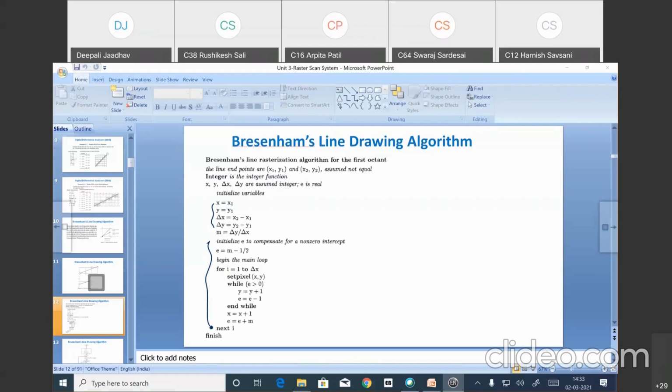Then x, y, delta x, delta y are assumed to be integers. E is a real number which may be a negative value. Then x is equal to x1, y is equal to y1, the initial point. Suppose we draw a line from 0, 0 to 6, 6. Then initially x is equal to x1 and y is equal to y1. We are going to start to put the pixel, for example starting from here, 0, 0. That is x and y.